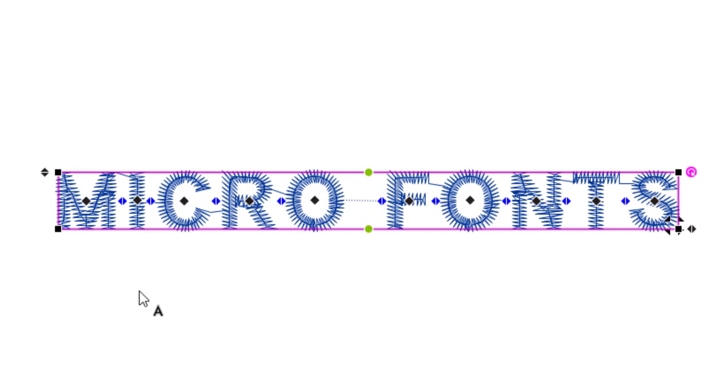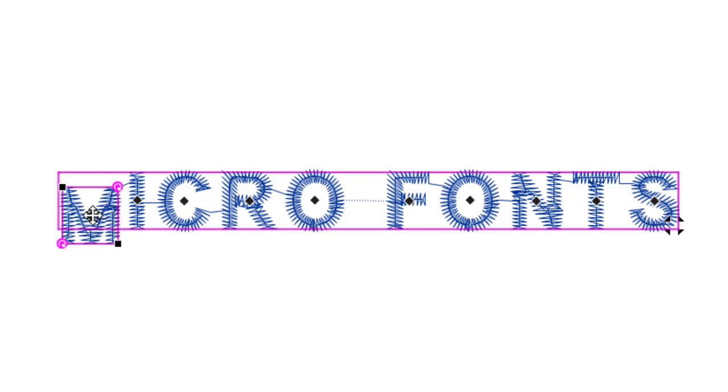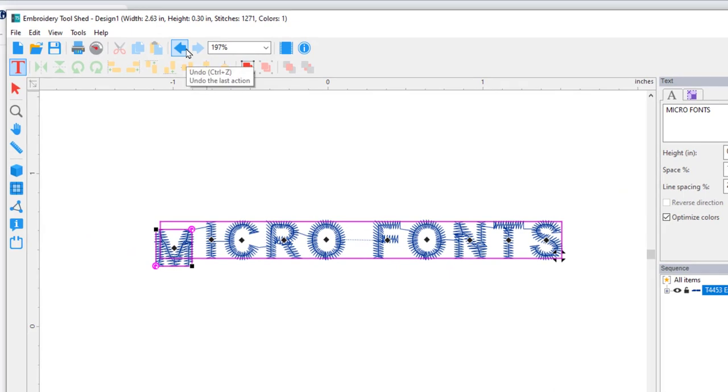Change the position of an individual letter by clicking on the letter and then just moving it up, down, or away from the baseline. To undo those changes, click on the redo arrow until you're back to your original position.